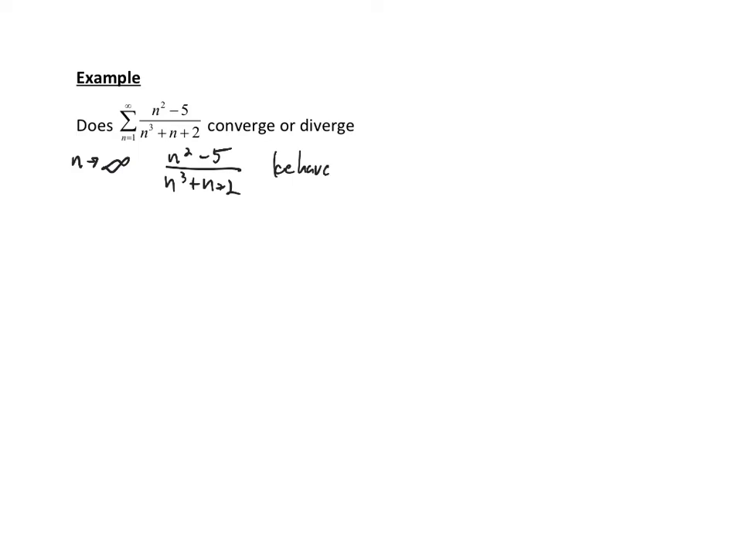behaves like n squared over n cubed, which equals 1 over n. And we know 1 over n diverges.